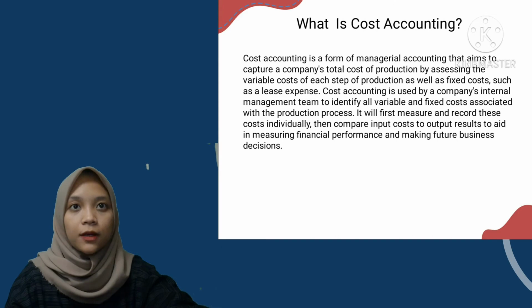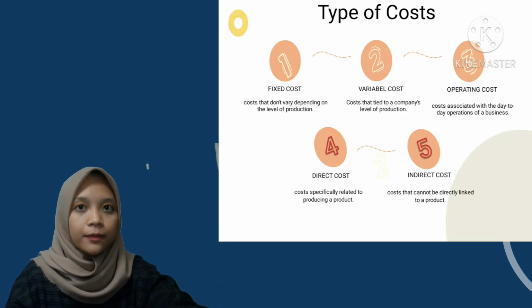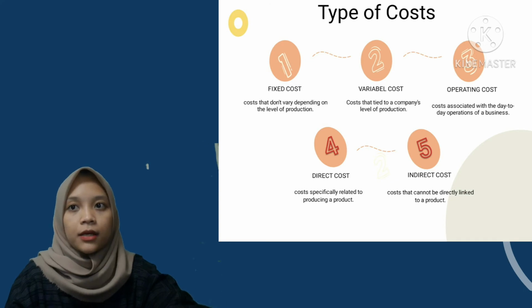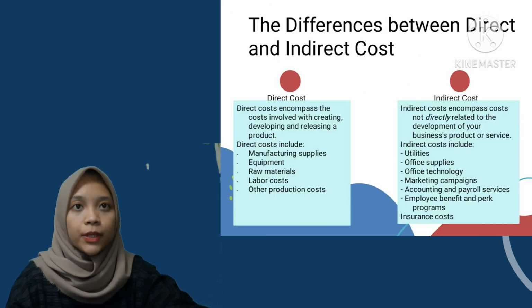The next one is cost accounting. What is cost accounting? Cost accounting is a form of managerial accounting that aims to capture a company's total cost of production. They are divided into 5 types. Number one is fixed cost, number two is variable cost, number three is operating cost, number four is indirect cost, and the last one is direct cost. I will tell you the difference between direct and indirect cost.